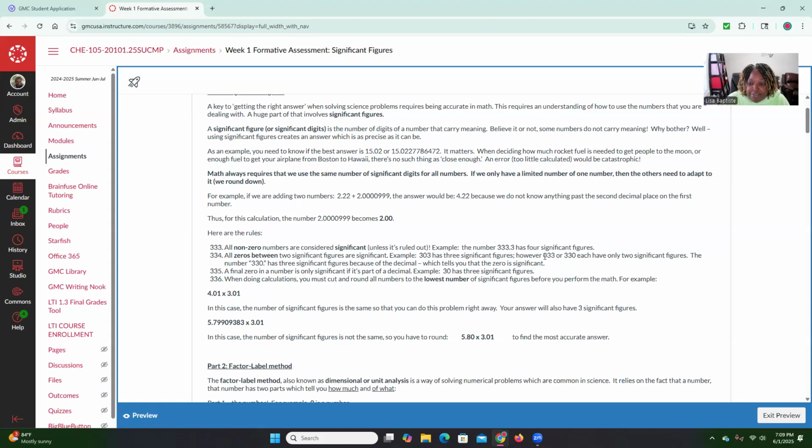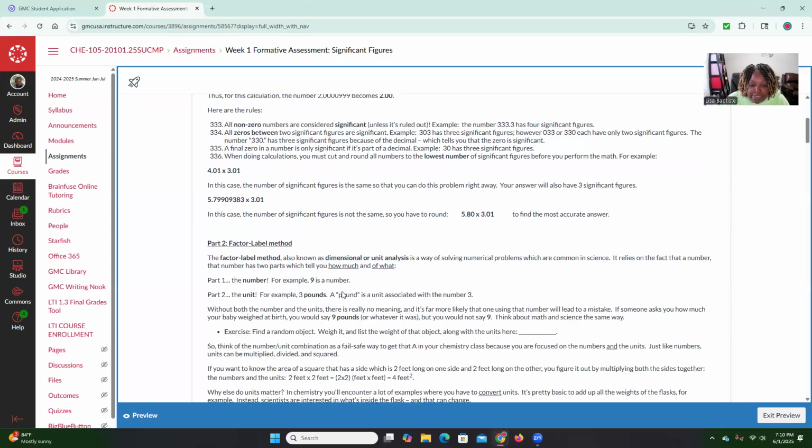But if we have a zero in the front or a zero in the end, it all depends on if there's a decimal present or not. And so say we have 330 with a decimal. You visibly see that decimal. That decimal makes that end zero significant.